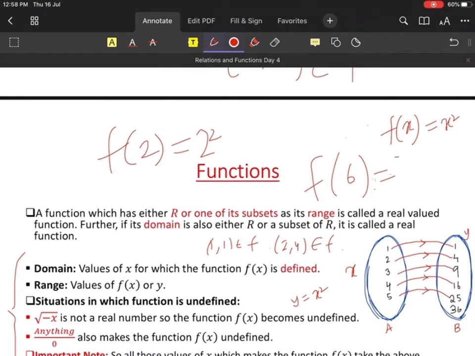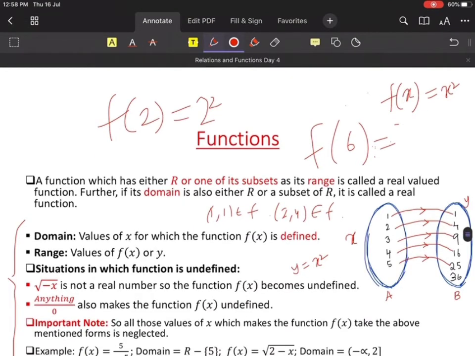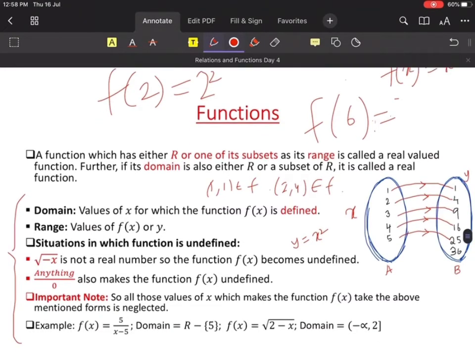Everyone understood the definition of range? Yes, sir. Am I clear? Okay. So these two are the most important thing, very very important thing. Now we move on to the vital thing: situations in which the function is undefined. This one you will not find in your book, so please go through this one which I am telling you. Situations in which the function is undefined.